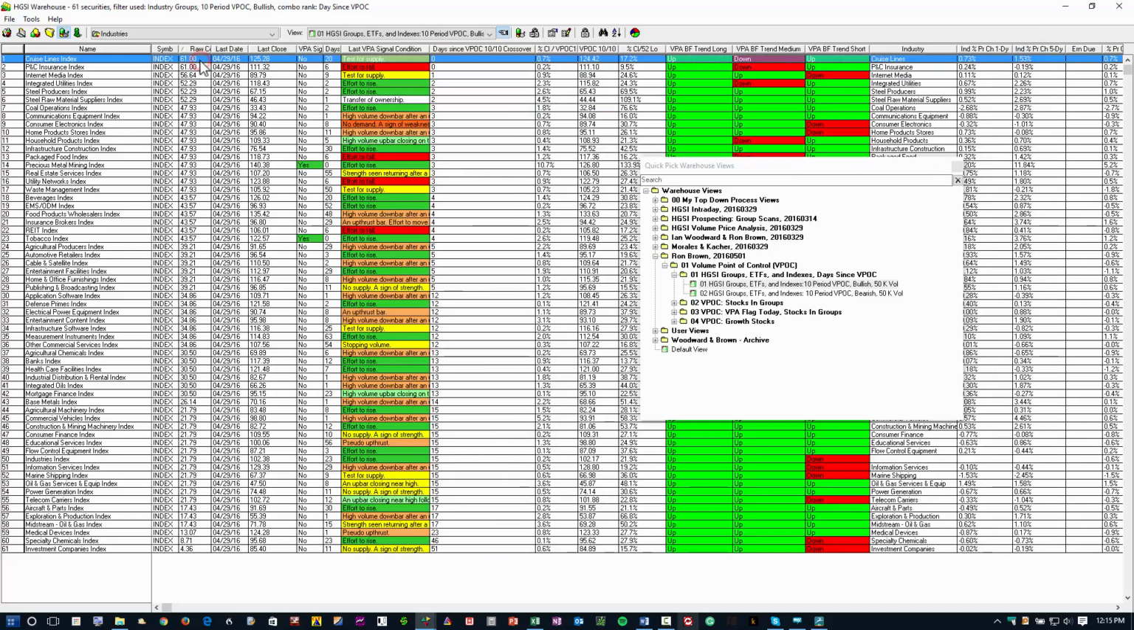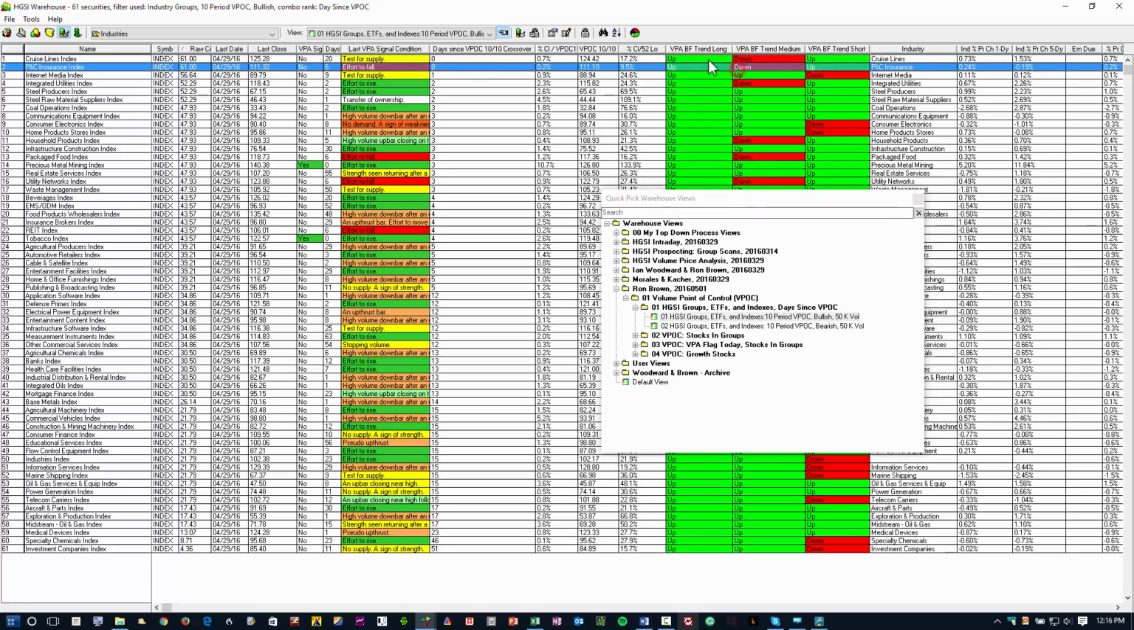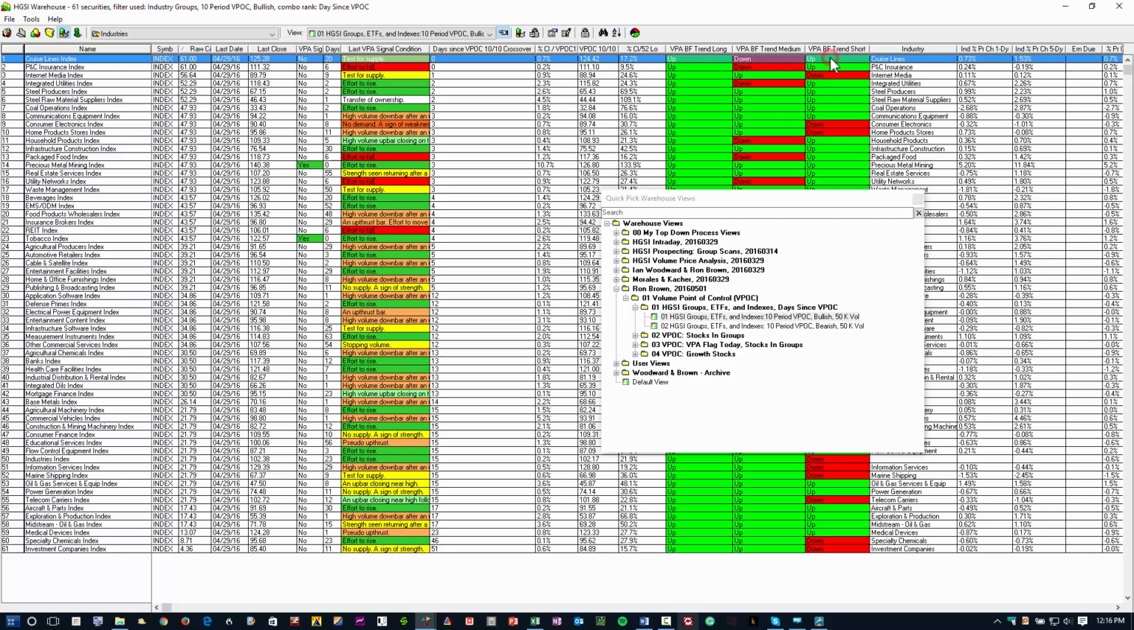Now you can go top down from here. The latest VPA signal was 20 days ago on this, and that was a test for supply, so we're not interested in that. We are interested in this 10-10 crossover, and I'm also interested in these trends. The long-term trend is up, the medium is down, but the short-term is turned up. Now let's go into the index group.